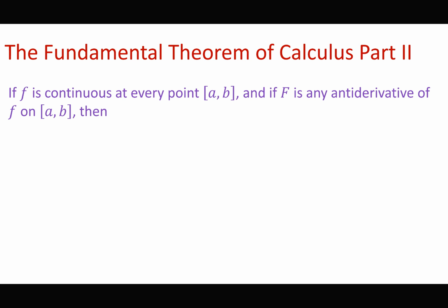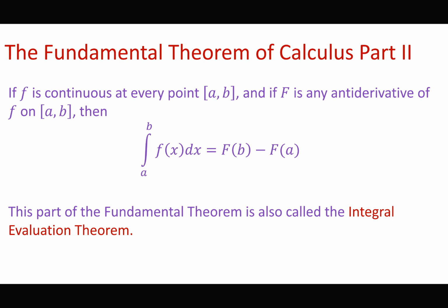It starts out the same. If f is continuous at every point, and if capital F is an antiderivative of f, then to evaluate an integral, we simply take the antiderivative at b and subtract the antiderivative at a. This is what we've already done. This is also called the integration or integral evaluation theorem. But now this is officially a theorem.